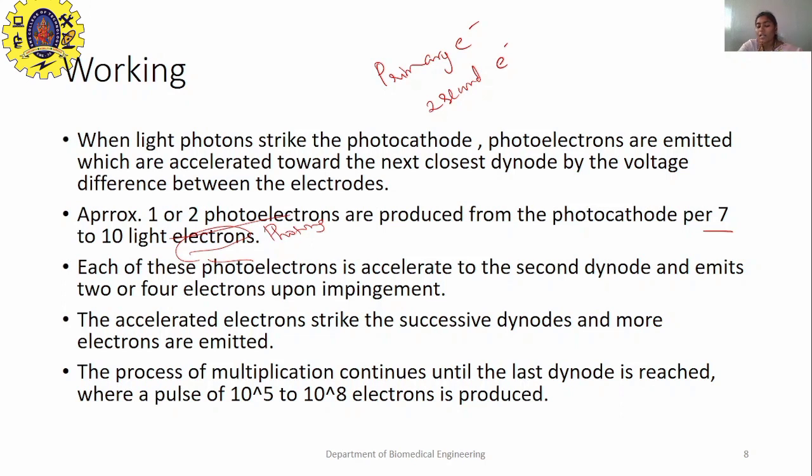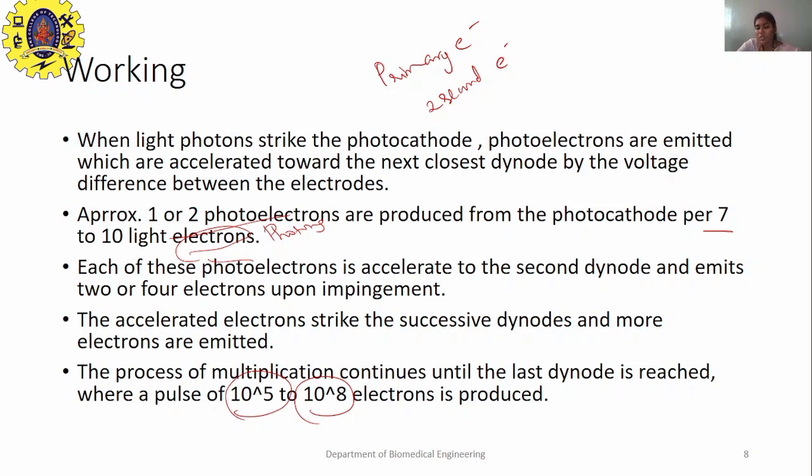Finally, at the end you have the anode. The anode will collect all the electrons together. For example, you will have at last 10 power 5 or 10 power 8 electrons produced in a single PM tube. These electrons are captured or collected by the anode, where it generates the anode current.